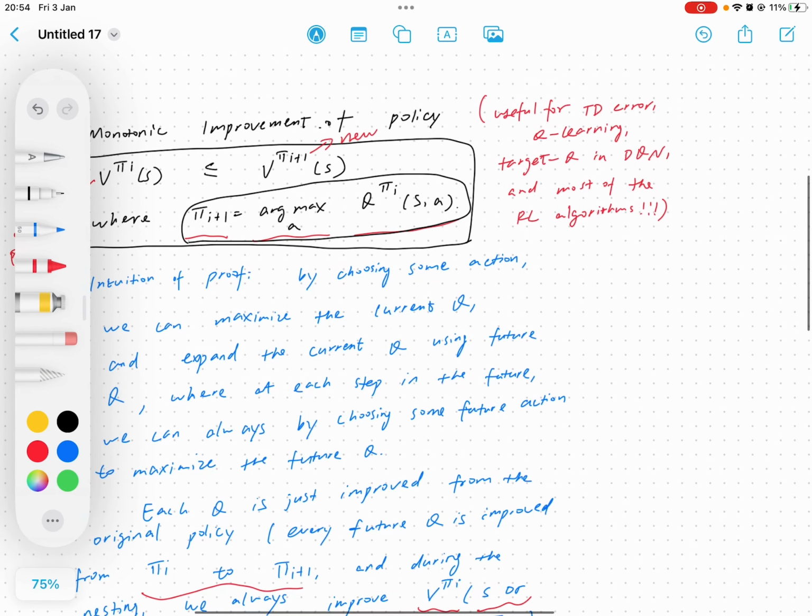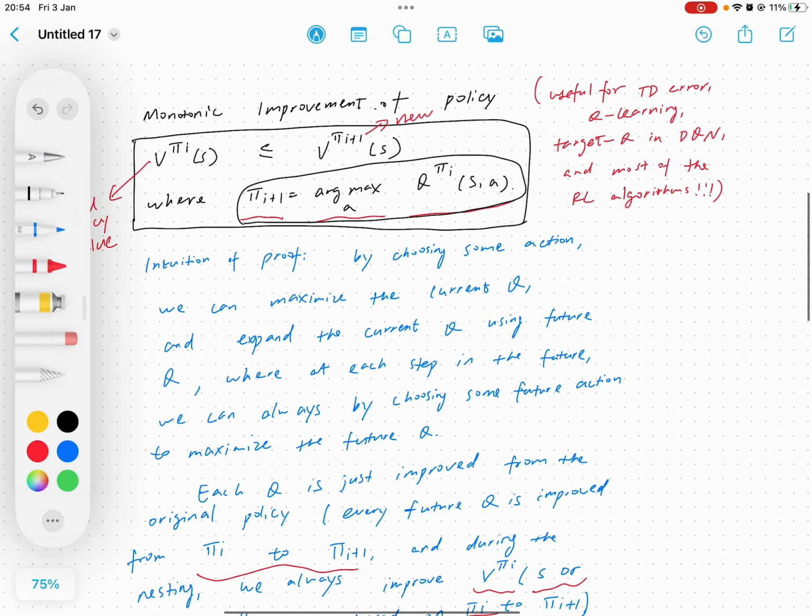And that'll be the mathematical proof and also the intuition and the implication for this improvement of the policy that we're going to use almost all the time in reinforcement learning problems. And that'll be useful for calculating the temporal difference errors and the target Q values in Q learning, in DQN, deep Q network, and almost any algorithms in RL based on those fundamental things. Okay, good.